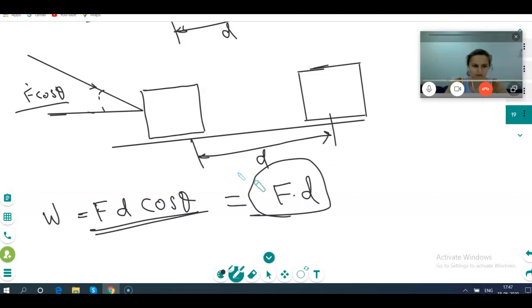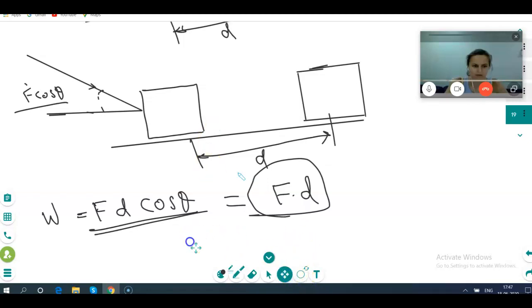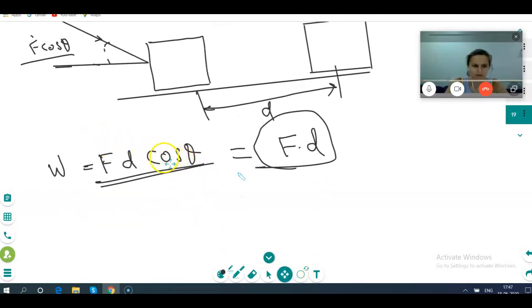So when the angle is 0, cos 0 is equal to 1, so it is F times D. Basically when the force is applied in the direction of displacement, then it is just F into D. Correct or not?